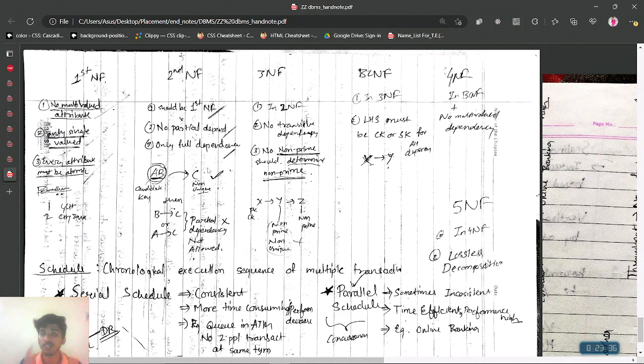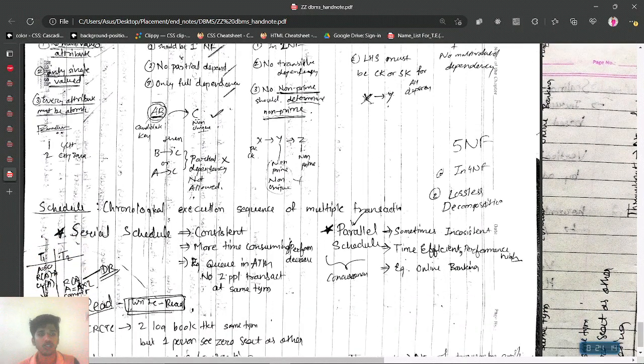Now BCNF is also called a stronger normal form. It is derived from the third normal form only, so it should be in third normal form. And the next point is that the left hand side must be a candidate key or super key. For all dependencies, the left hand side must be a candidate key or super key.